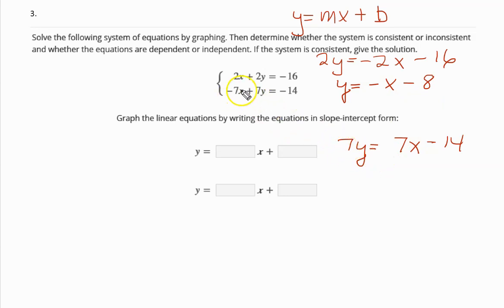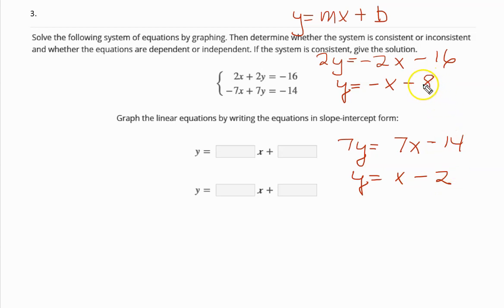And here we're going to transpose now a negative 7x. On this side it'll become a positive 7x. And again, we're going to divide everything by 7. And we get y equals x minus 2.